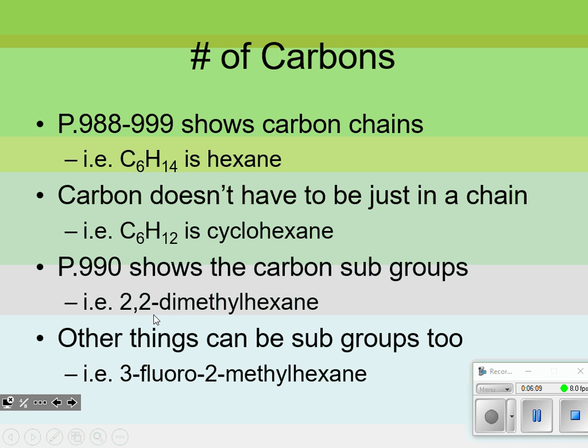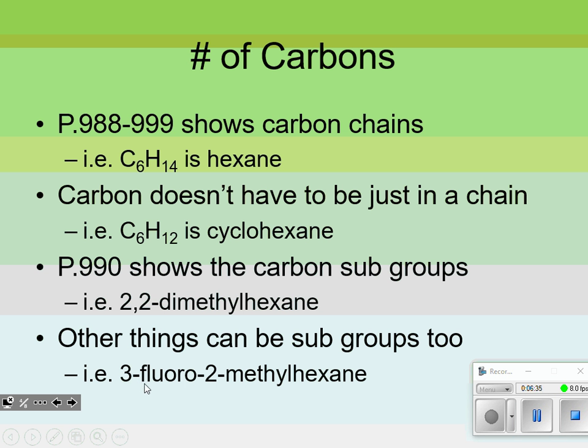But that gets into that backwards naming aspect. Longest chain, what type of groups coming off of it, how many of them, where are they located? And lastly, the alphabetical order part of it. If you had a 6 carbon chain with both a methyl and a fluorine coming off of it, even though the fluorine is on carbon 3, it comes first because of alphabetical order.